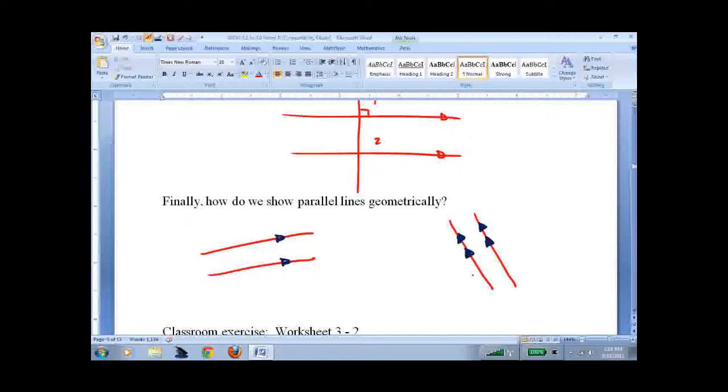That's it. Lots and lots of problems. If you just remember these basics, corresponding angles and alternate interior angles are both congruent, and same side interior angles sum up to 180, you're good to go. Good luck.